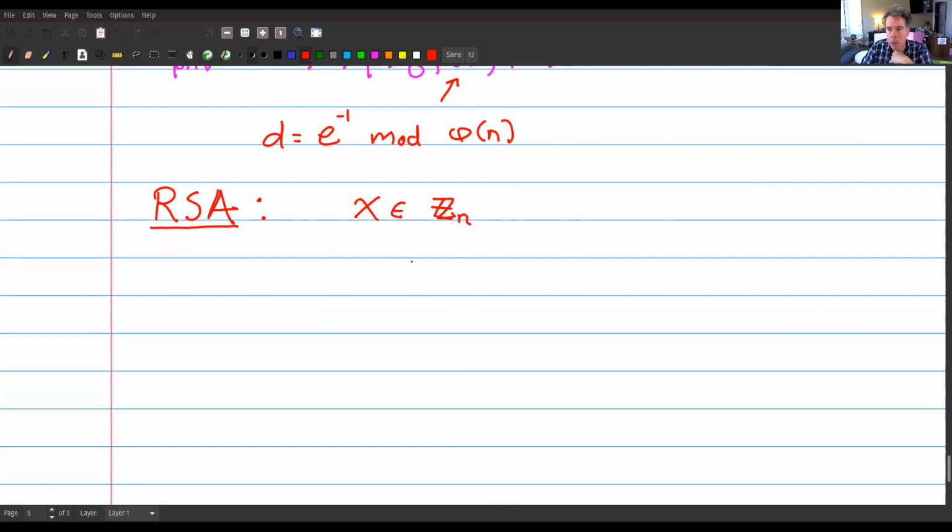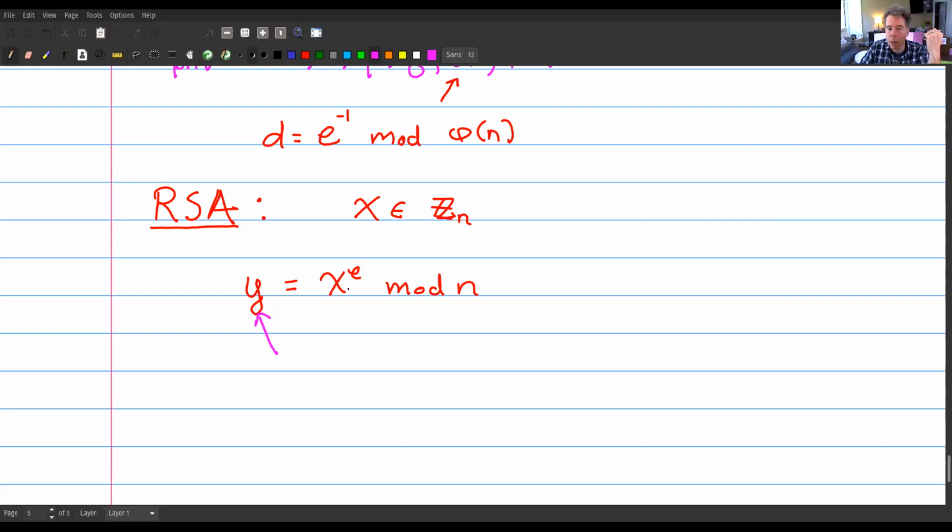So it's just some number between 0 and n minus 1. So once you have that, how do you encrypt it? So the ciphertext Y is X to the E mod n. Okay. And of course, the ciphertext should be secret.